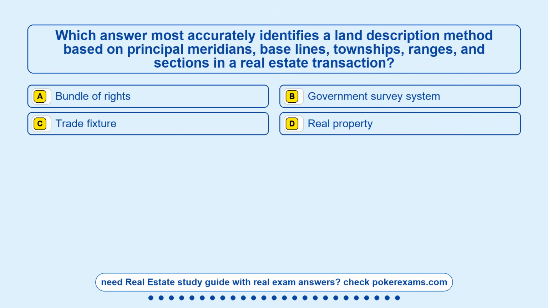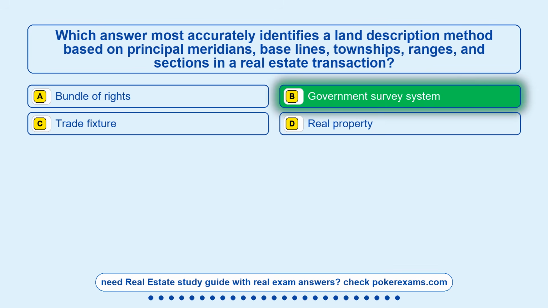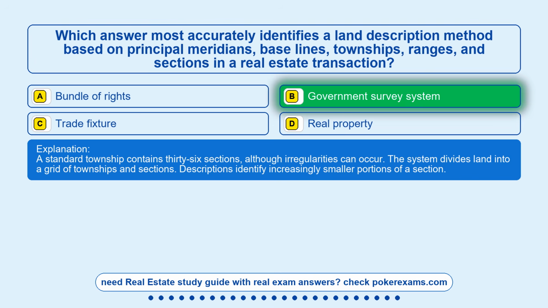Question 21. Which answer most accurately identifies a land description method based on principal meridians, baselines, townships, ranges, and sections in a real estate transaction? Option A, bundle of rights. Option B, government survey system. Option C, a trade fixture. Option D, real property. The correct answer is option B, government survey system. A standard township contains 36 sections, although irregularities can occur. The system divides land into a grid of townships and sections. Descriptions identify increasingly smaller portions of a section.